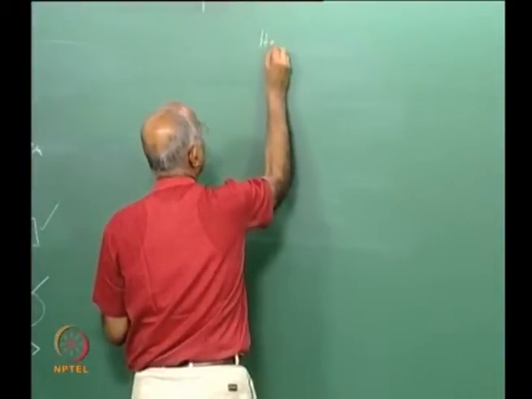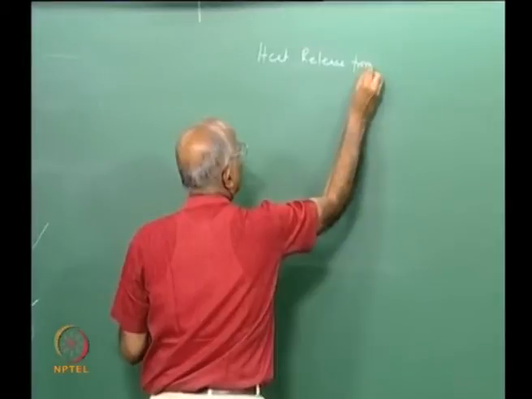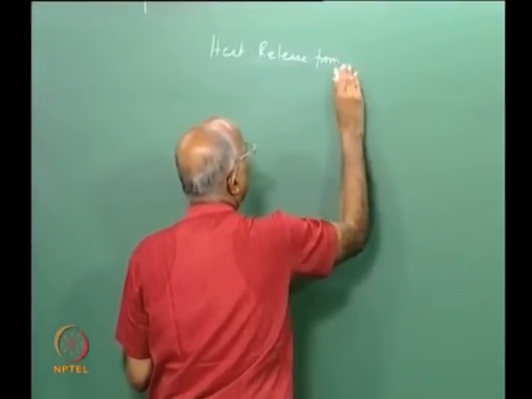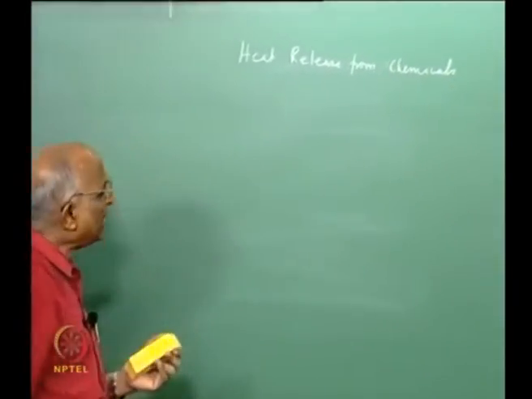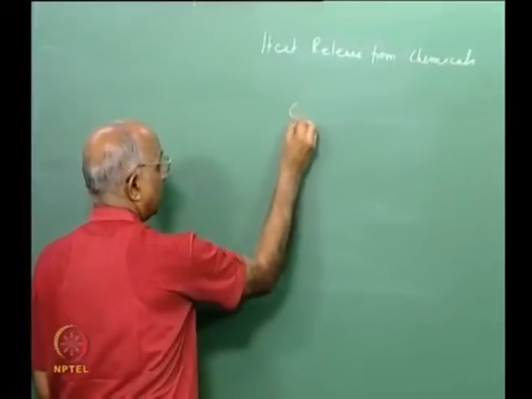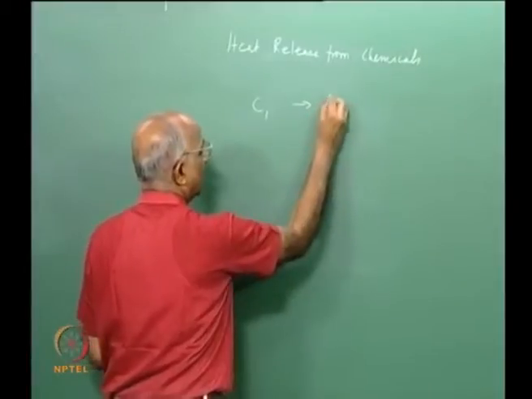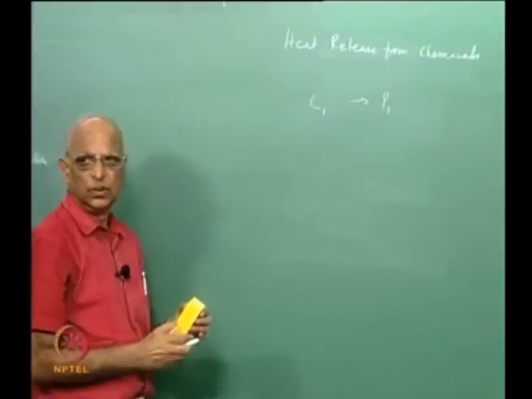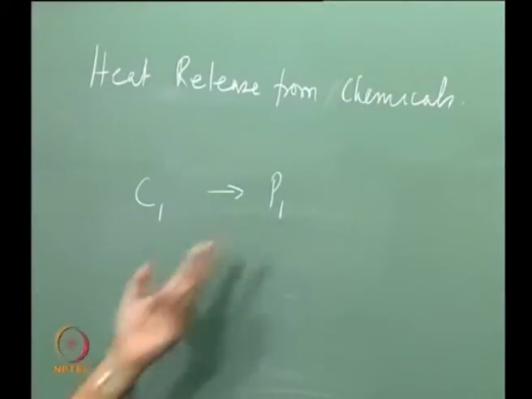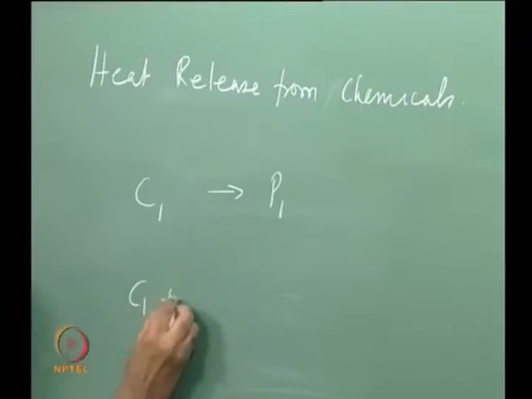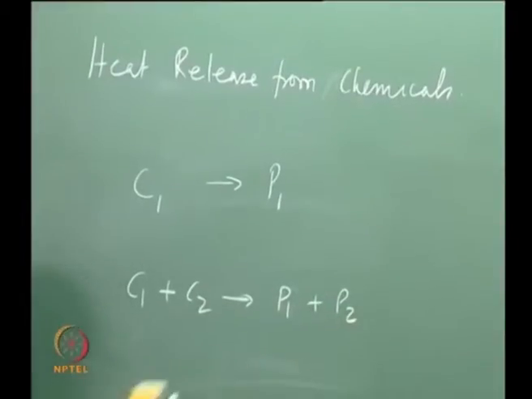Last point which I am doing is heat release from chemicals, let us say. Let us have a chemical, we will call it chemical C1. This chemical gets converted to a gas, a product, let us say P1. Maybe this chemical by itself reacts within itself and gives P1, or else I have maybe C1 plus C2 reacts to give me product 1 and product 2.